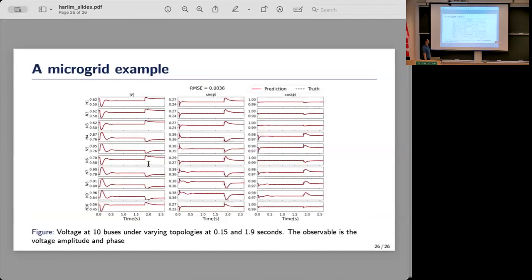And now, here are the results. So 10 buses. What is the Y variable? The Y variable consists of the amplitude of the voltage. So here's the amplitude of voltage, and this is the phase angle, sine, cosine, theta. And remember, there are topological changes at time 0.15 and 1.9 second, so we're trying to capture this. All right, so I'm just going to close the talk, and that's it at the moment.